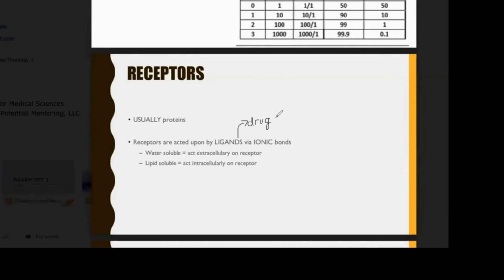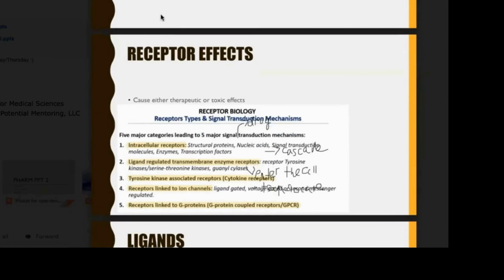Those that are water soluble are going to act on an extracellular receptor, and oftentimes they're going to trigger a signal cascade. And those that are lipid soluble are going to act on an intracellular receptor, so these are going to enter the cell. Depending on what particular receptor you're looking at, in some cases, they may translocate. So they may actually move to the nucleus and bind to or affect the DNA in some cases.